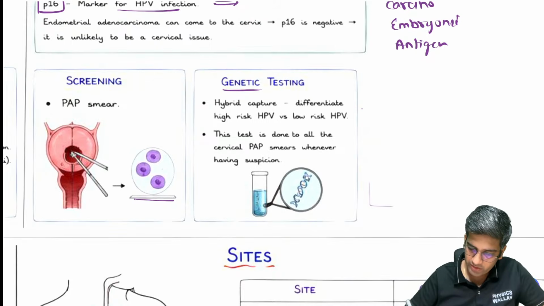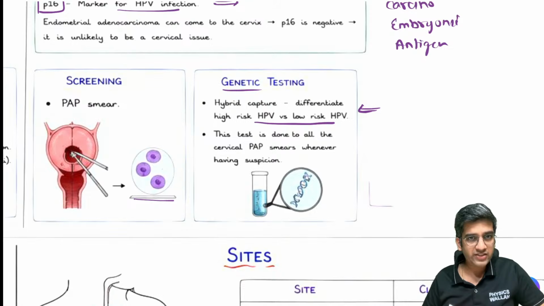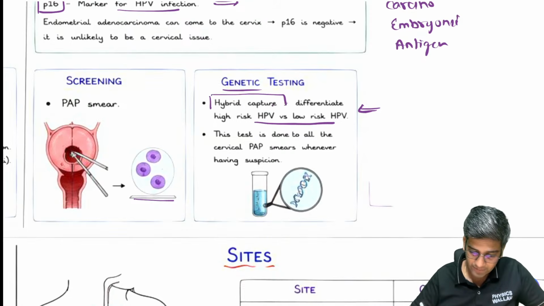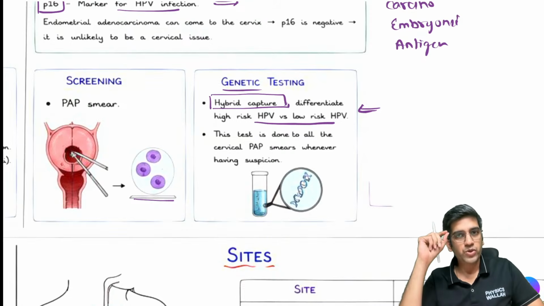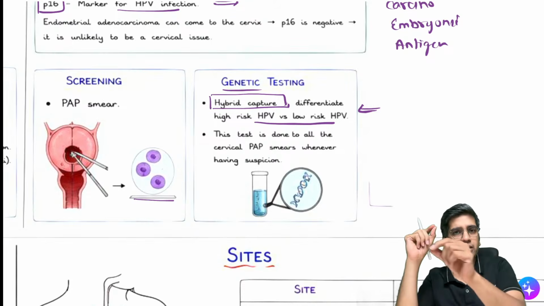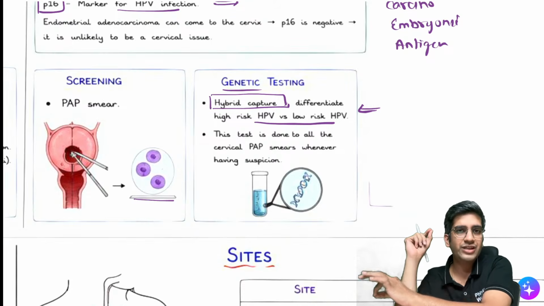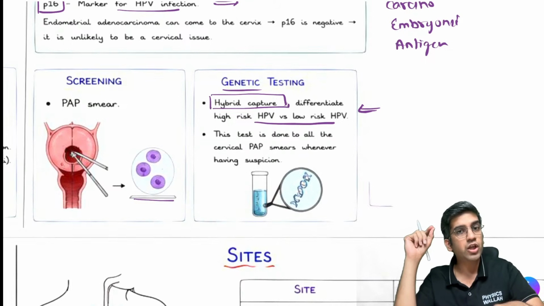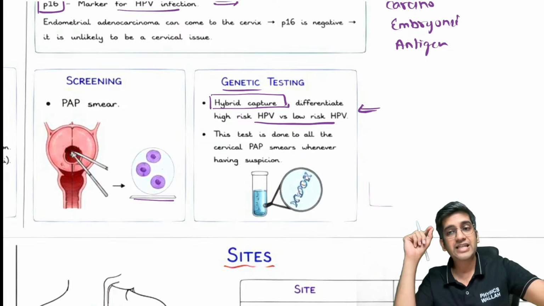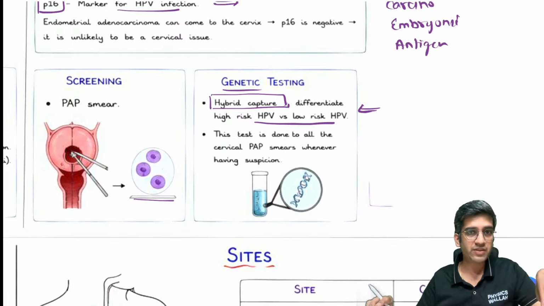Fine. So what we'll do here is differentiate low risk and high risk, and the test name is hybrid capture. It's a PCR based test. We use something called hybrid capture. I give this pap smear sample to the lab and they will tell whether HPV is present or not. Not just that, it will tell whether it is high risk HPV or low risk HPV. That's something which is very important here.